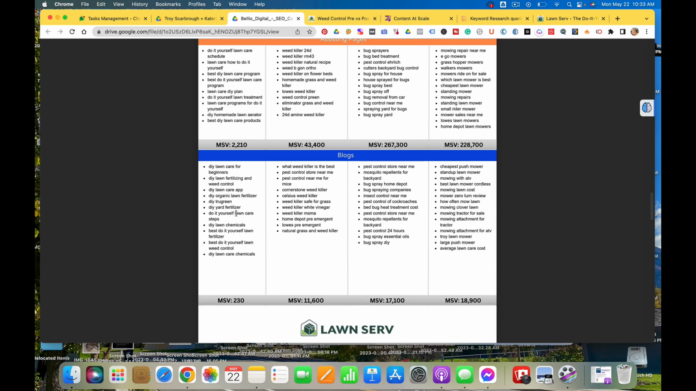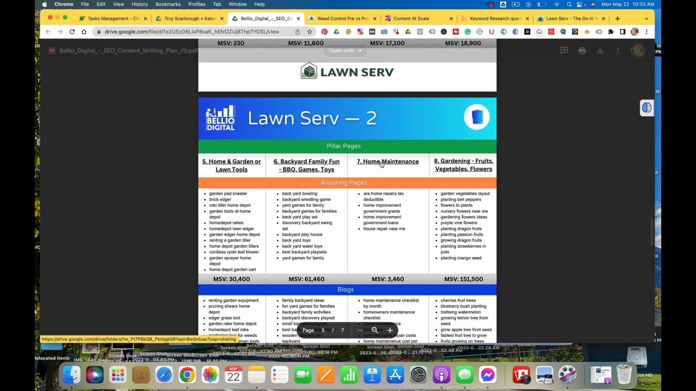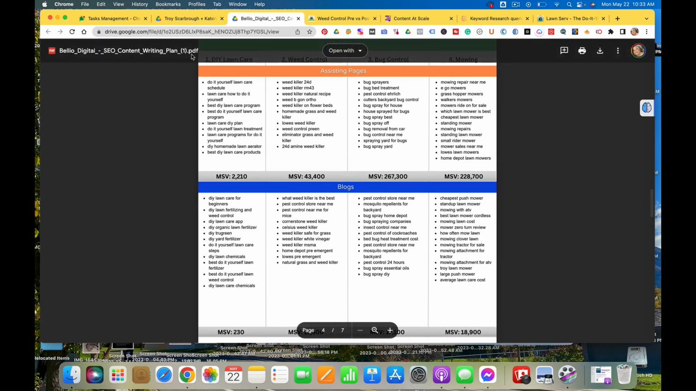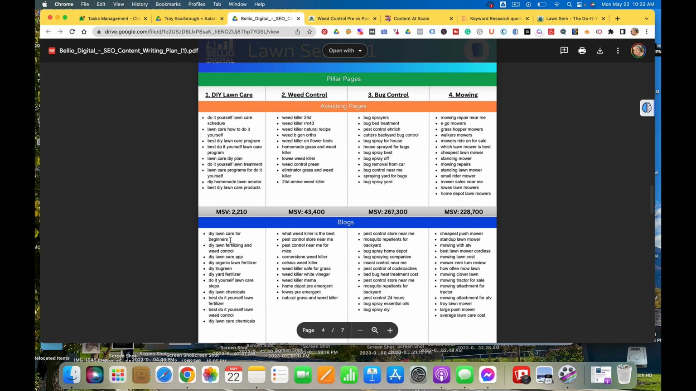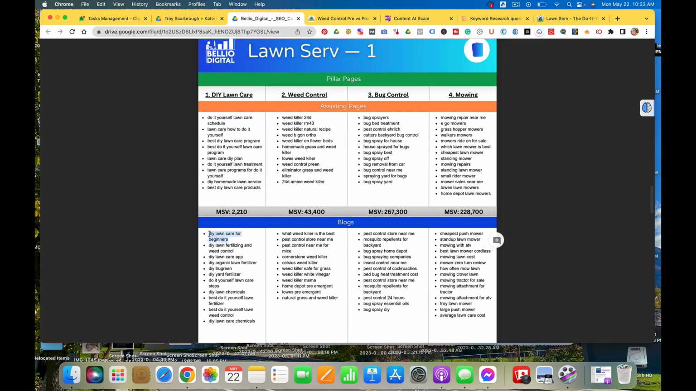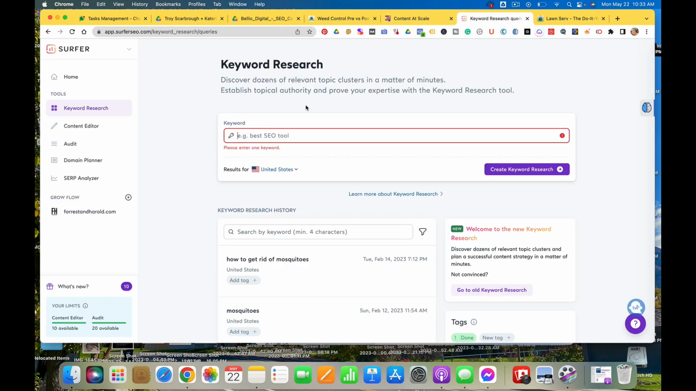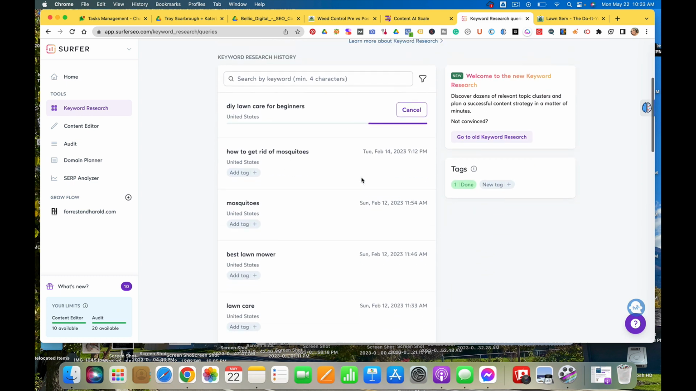And then they have other ideas for some keywords. DIY lawn care for beginners, that's a perfect one. And we're going to first see if we can even write these. And then these we're not going to work on. So this is where we kind of want to stay right in here. So what we're going to do is take this DIY lawn care for beginners. I really like that because that's going to be a very easy way for him to sell. We're going to go back to his Surfer SEO and we're going to put in that keyword and create the keyword research and see what comes up.